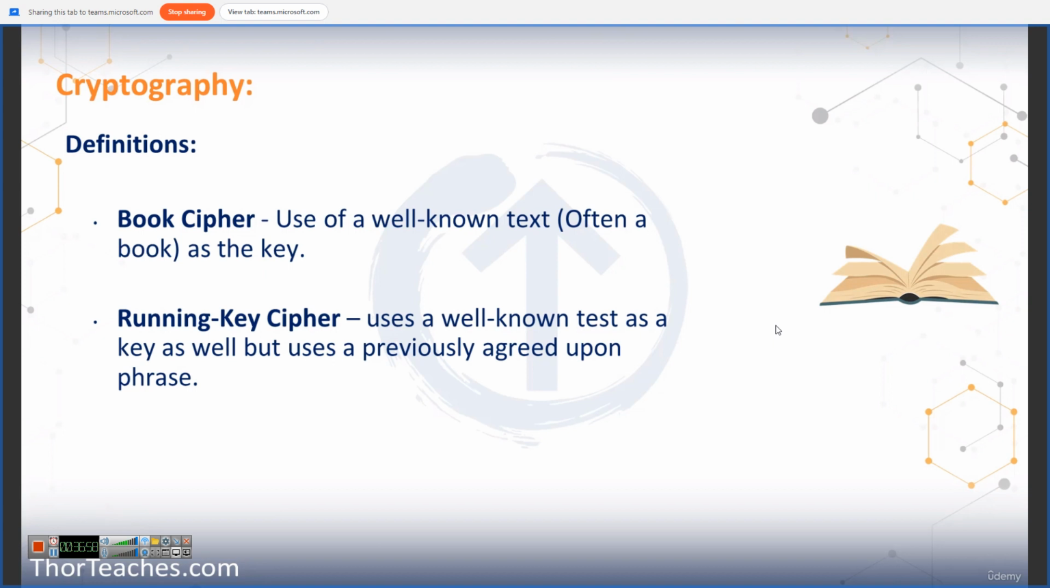Then we have a running key cipher. And here again, this is symmetric encryption. The sender and the receiver can agree on a certain phrase, and they then use that phrase to encrypt and decrypt the message. Let's say that they use the ISC2 Code of Ethics preamble, the safety and welfare of society, and the common good. Now, if I want to send you a message with that, I would take my plaintext, add the preamble to the plaintext, and this is similar to modular math. Once I'm done with the preamble, I start over.